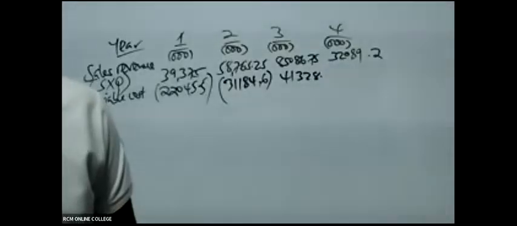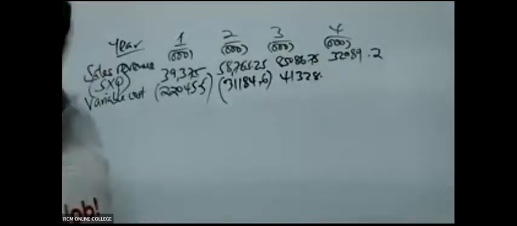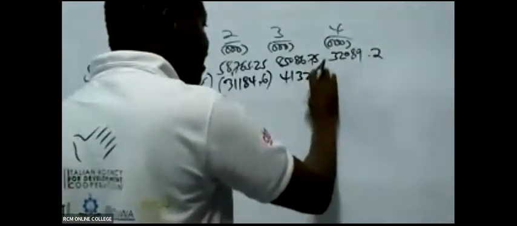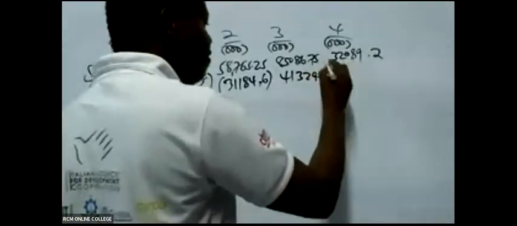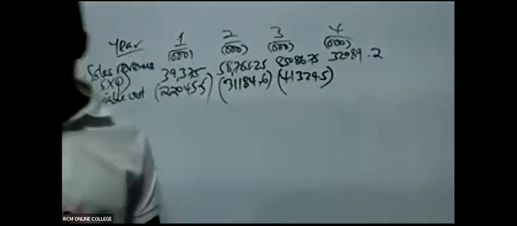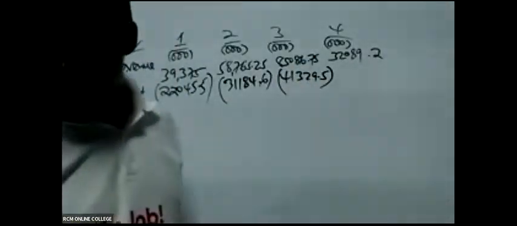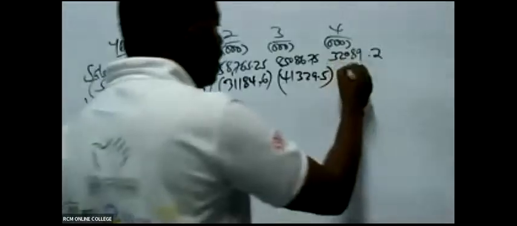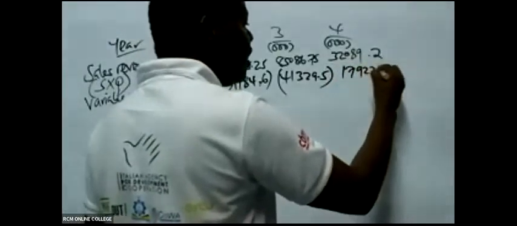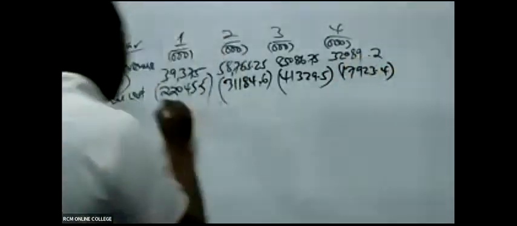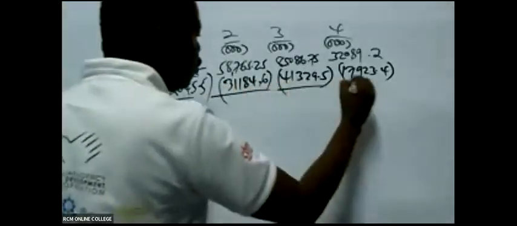So 17,923. 41,359.5. Then year 4, 17,923.4. Let's get our contribution now.